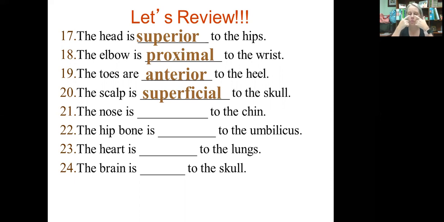Okay? So, nose is superior to the chin. It sits above it. Okay? If I said the chin is blank to the nose, that would be inferior. The chin sits below the nose.